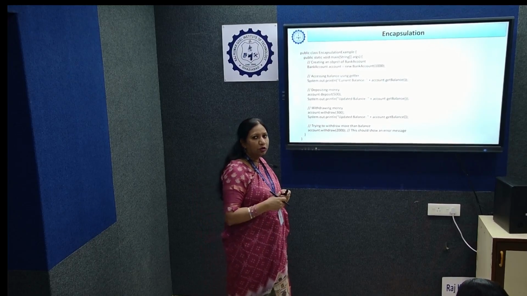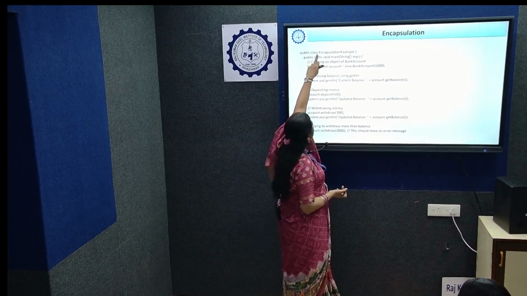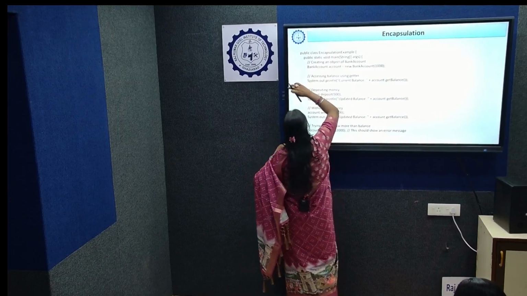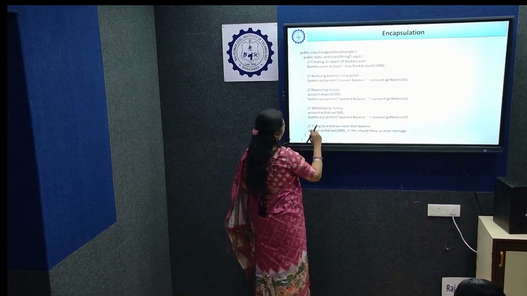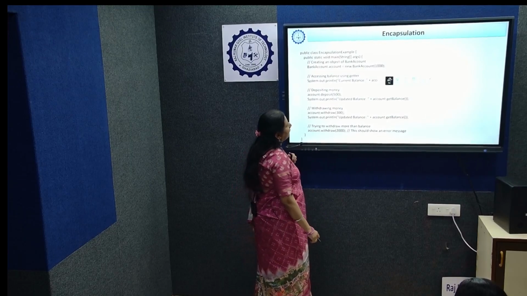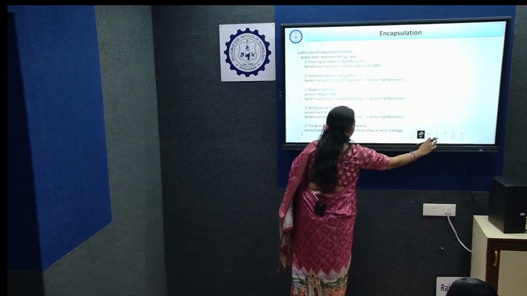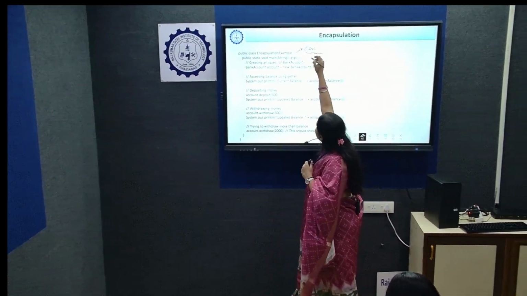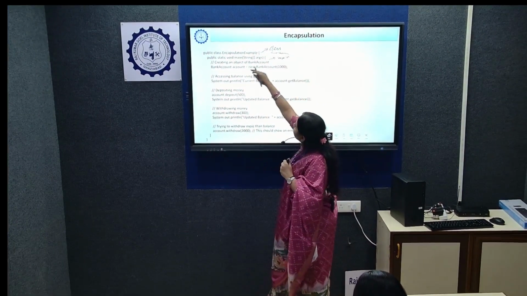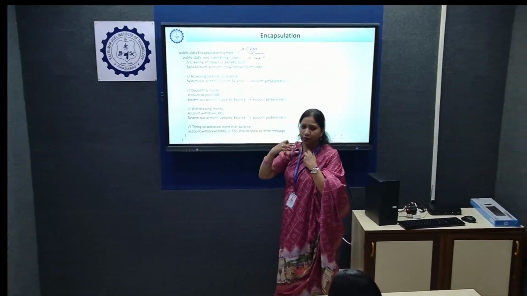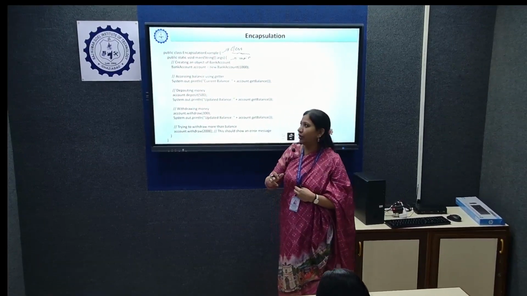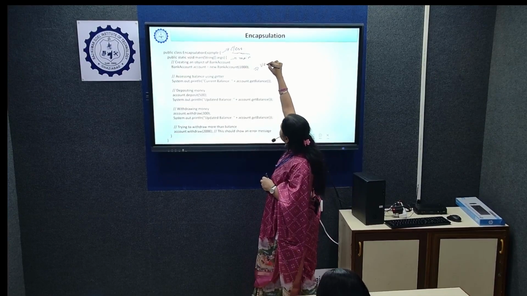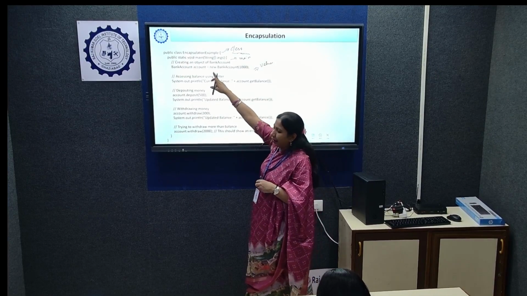Now we'll be calling those methods in the main. So public class Encapsulation, we have created a class, and public static void main, this is my main method. Create an object of the BankAccount which we created in the previous slide. BankAccount account is equal to new BankAccount, and I have assigned the value 1000 while creating the object.